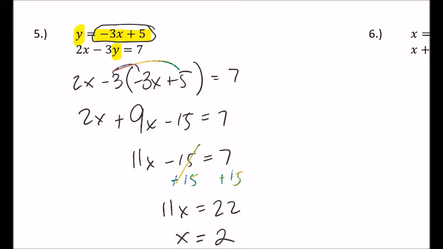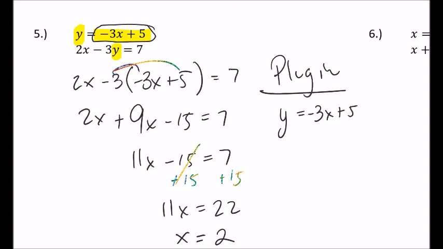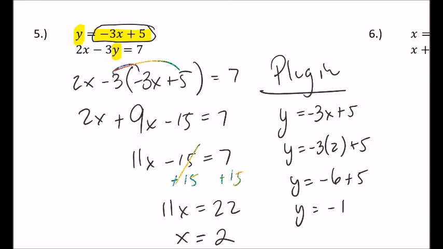Let's plug that back in. Y equals negative 3x plus 5. Well, I know that x is now equal to a 2. So I get y is equal to negative 3 times 2 plus 5. Y is equal to negative 6 plus 5. Y is equal to negative 1. So I get an answer of x equals 2, y equals negative 1.